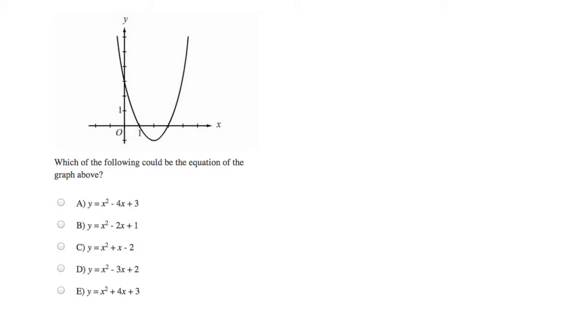This is the real Tom Rose, and we're dealing with a function interpretation problem that is interesting. We've been given a function, and we're asking which of the following could be the equation of the graph above. And they're implying that there are many equations which could match the graph above, which is true. So we're faced with an interesting task.